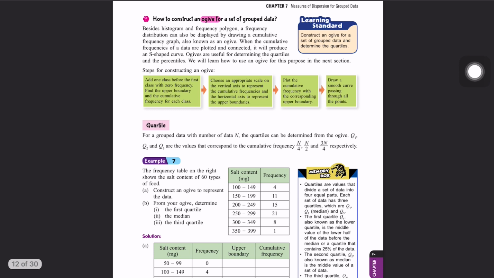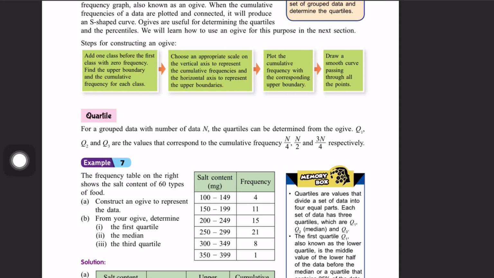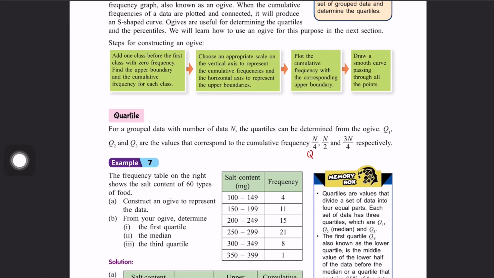Okay, daripada ogive tadi sebenarnya, from that ogive, sebenarnya kita boleh cari lagi satu yang kita panggil quartile. So from the ogive we can identify quartiles. For a group data with number of data n, the quartiles can be determined from the ogive. Kita ada first quartile, second quartile and third quartile, are the values that correspond to the cumulative frequency n over 4, n over 2 and 3n over 4. So kita tahu this is first quartile, this is second quartile and this is third quartile.